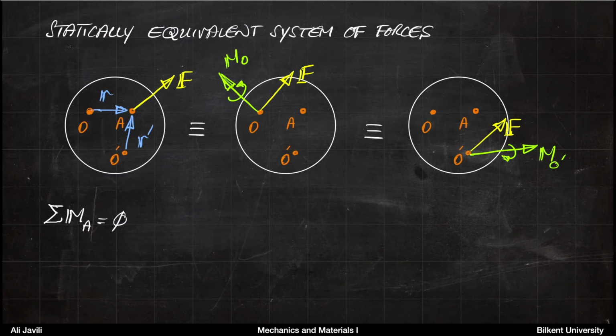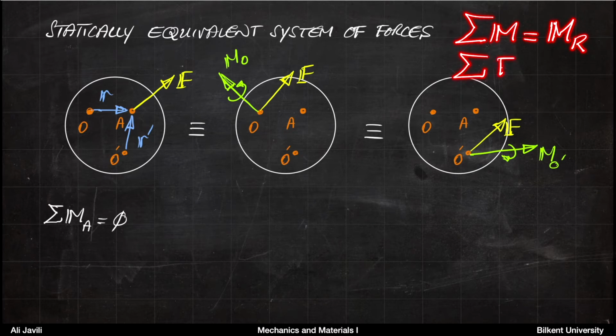So we said that we can define statically equivalent system of forces, and the requirement for different systems to be statically equivalent was that the resultant moment in all these equivalent systems must be the same, and the resultant forces in all these equivalent systems must be the same. Okay, so the idea is two systems are equivalent if they have the same resultant force and the same resultant moment.